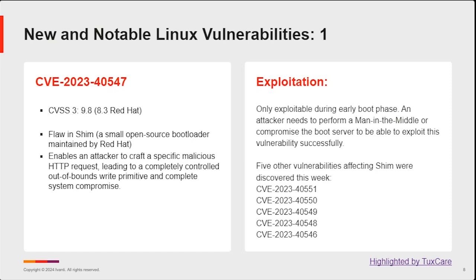Five other vulnerabilities were also affecting Shim that were discovered when this all came up. So they have 2023 CVEs, but with the way the Linux world works, CVEs are identified and it takes a little while to bubble up through all the different components and get rolled out. So typically there's a little bit more of a lag time on a lot of CVEs getting resolved across different platforms. In this case, this one's probably moving a little bit faster because it's specifically a Red Hat maintained component.